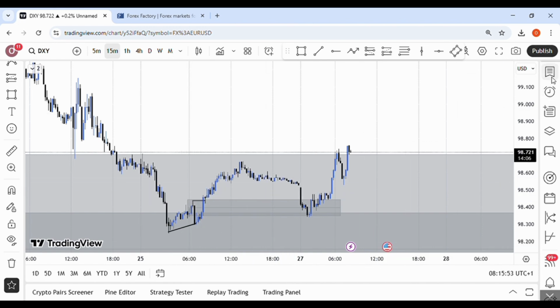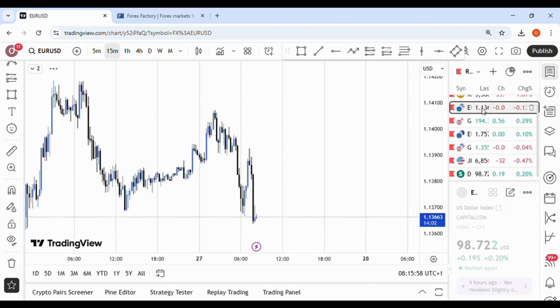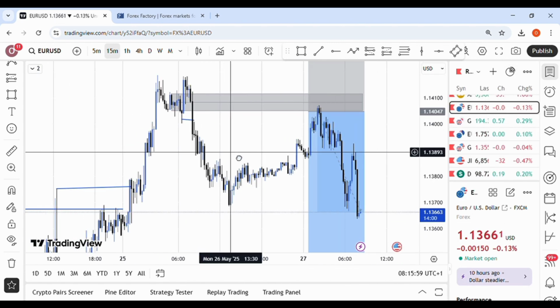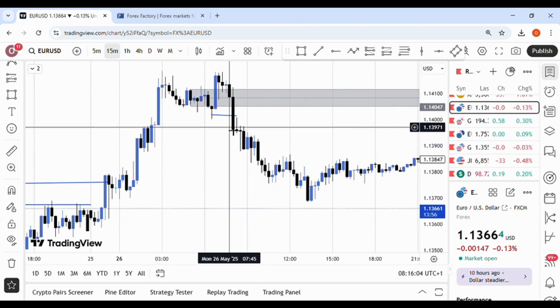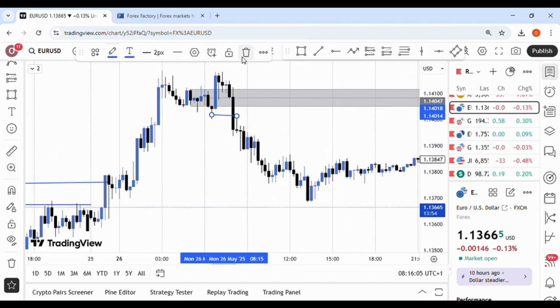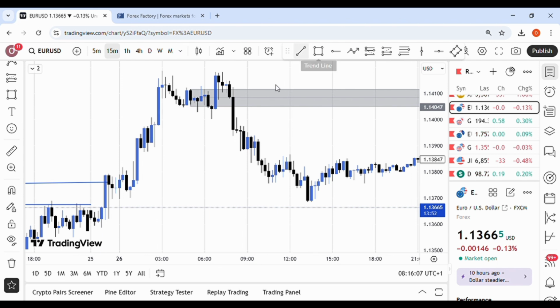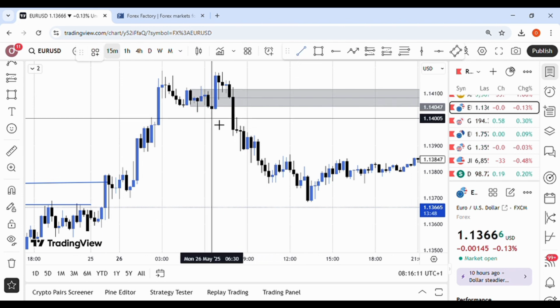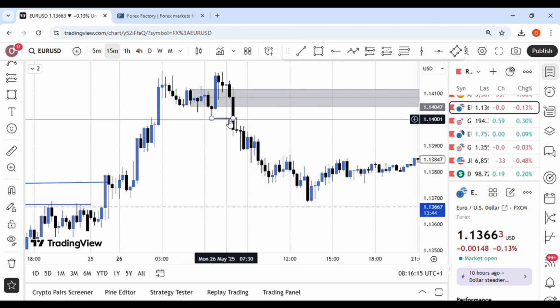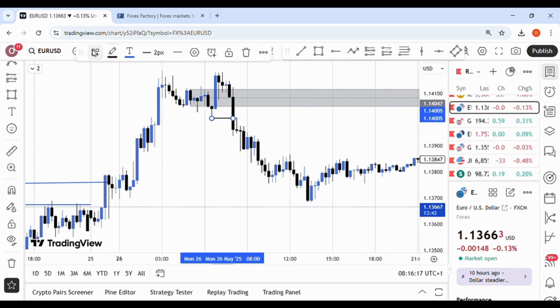So fast forward to our Euro USD. Exactly this formation happened yesterday at this particular place. You can see it here now. This is the exact formation that happened yesterday. This is our break of structure to the downside. Remember, if DXY is going up, Euro USD should be going down, must be going down, is a must. So this is our break of structure to the downside.